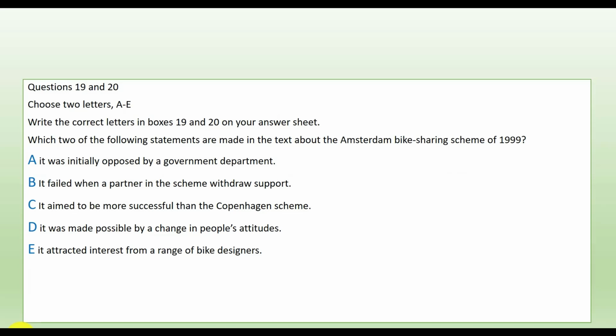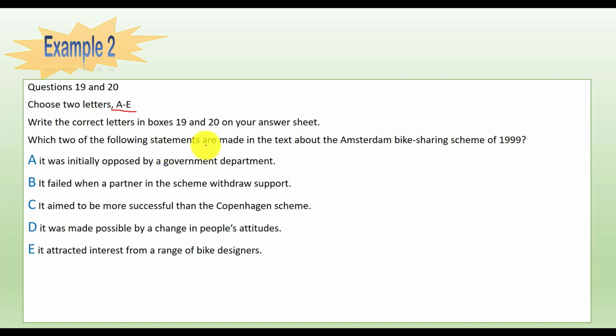Now, let's go to our second example. Again, this is another question with two answers. Now, let's just read the instructions. Choose two letters, A to E. Write the correct letters in boxes 19 and 20 on your answer sheet.